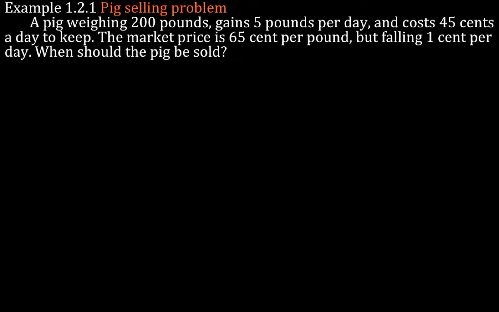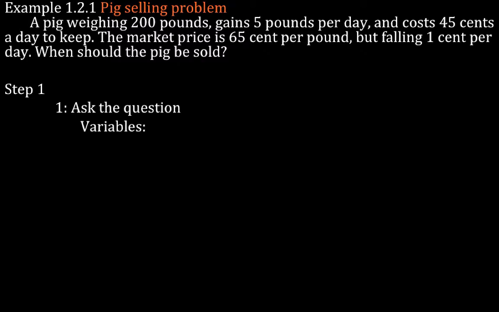So I will explain these steps using an example. This is the example from the book, example 1.2.1, pig selling problem. A pig weighing 200 pounds gains 5 pounds per day and costs 45 cents a day to keep. The market price is 65 cents per pound, but falling 1 cent per day. When should the pig be sold? Okay, understand the problem very clearly. Then go to step 1. What is step 1? Ask the question.